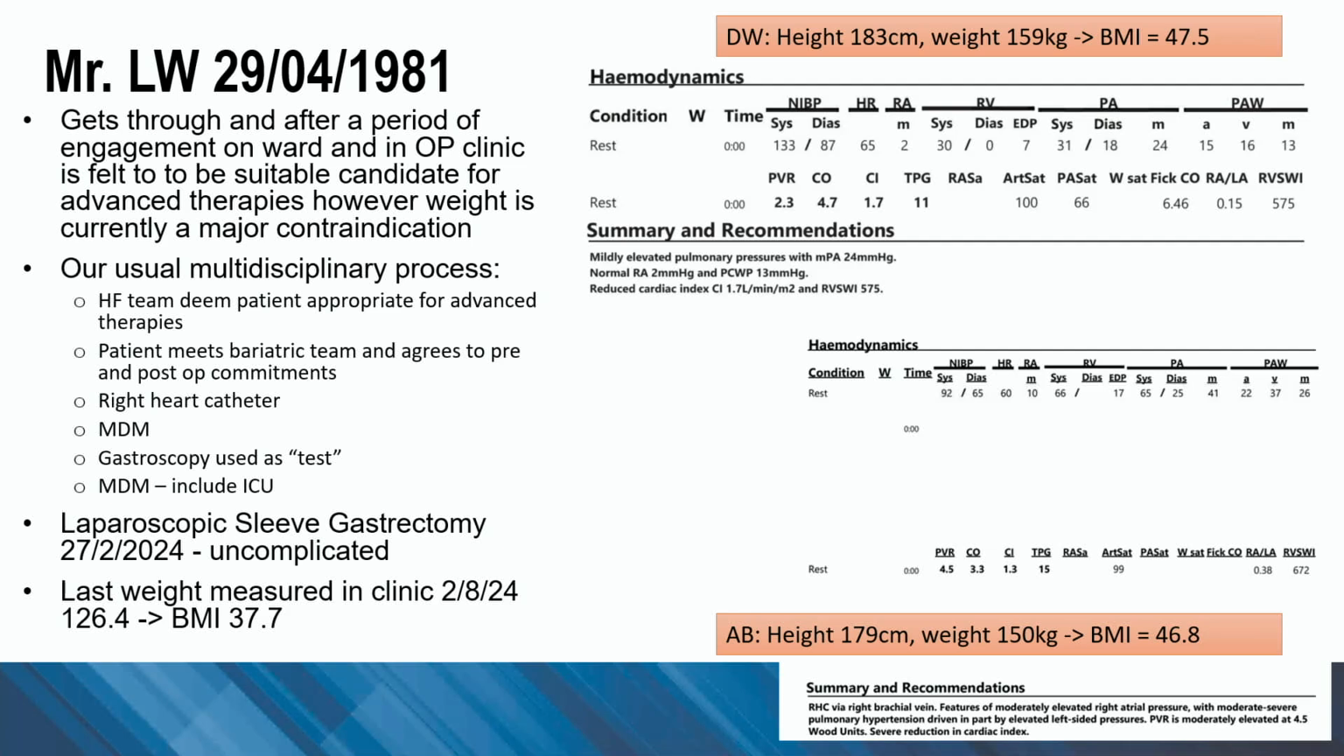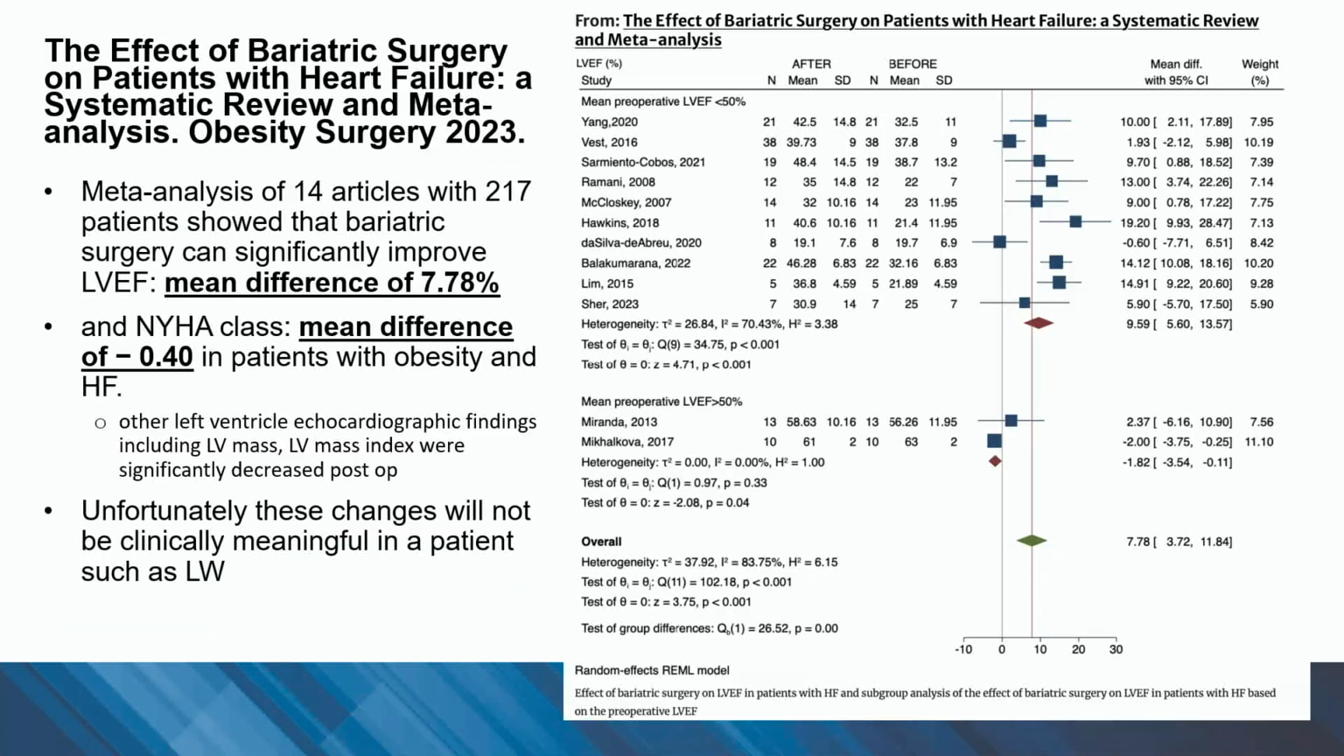So Mr. LW underwent lap sleeve gastrectomy on the 22nd of February this year, which was uncomplicated. He had a shortish stay in hospital and went home. And I've put here his last weight measured in clinic, that was at the beginning of August, was 126 with a BMI of 37.7. But I actually did see him in heart failure clinic this morning, and his BMI is now 34.2. And that is very important when I talk in the next few slides about cardiac transplantation.